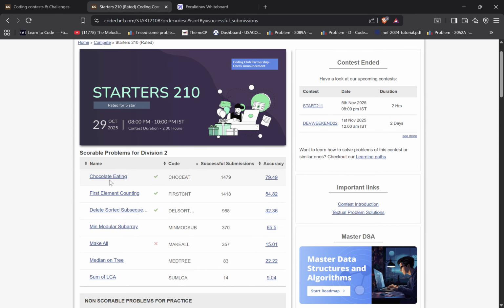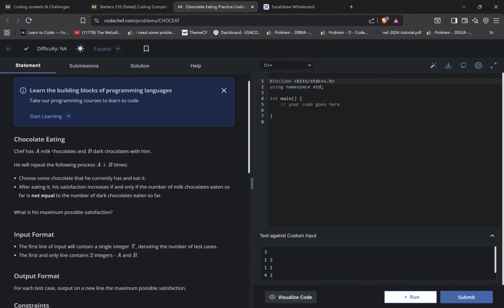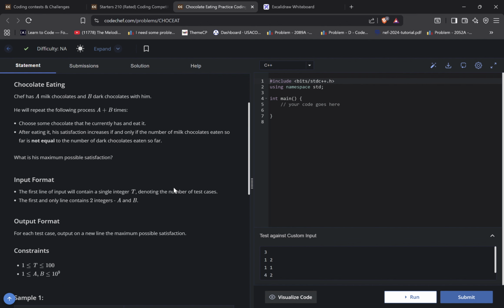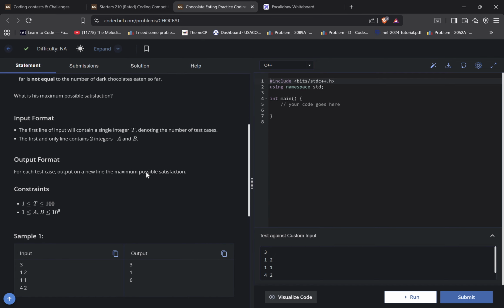Okay, diff 2. Diff 2 question 1, chocolate eating. If chef has A milk chocolates, B dark chocolates, and you'll repeat that process A plus B times. Cool. So basically what I thought of was, sorry, we have to find this maximum possible satisfaction.